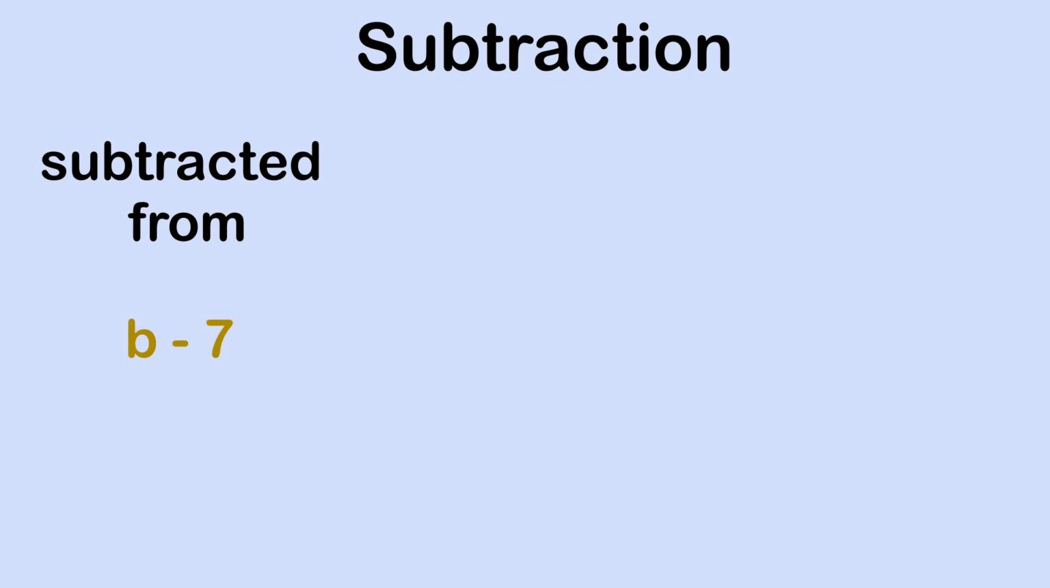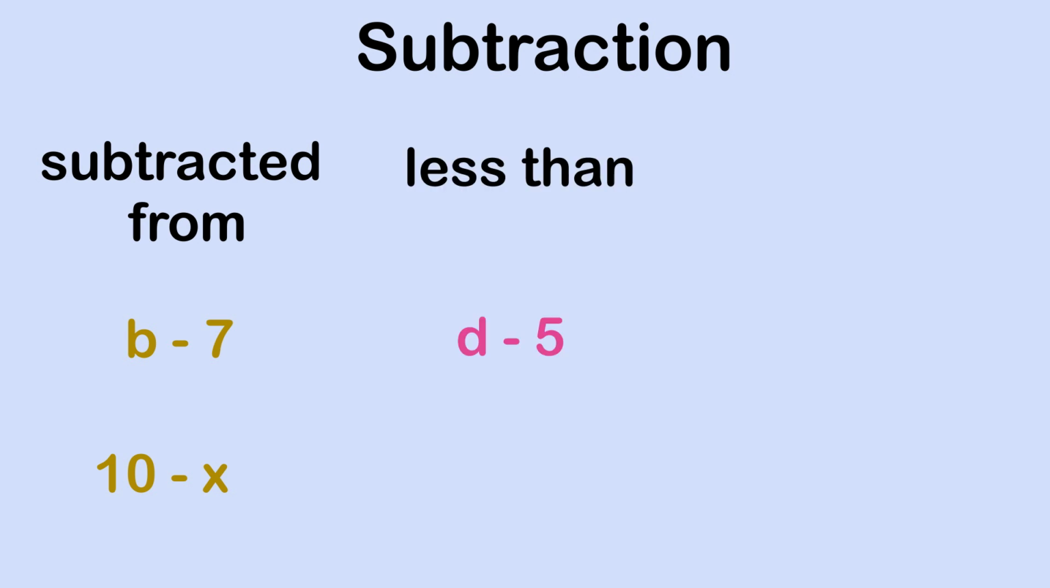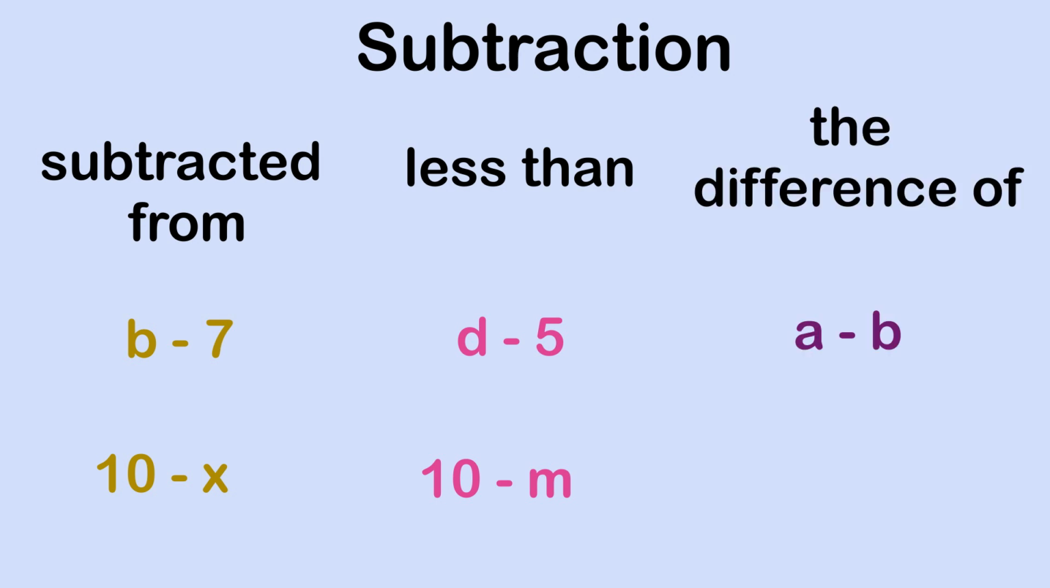7 is subtracted from b. x is subtracted from 10. 5 less than d. m less than 10. The difference of a and b. The difference of 10 and c. So every time you read any of these words, which are subtracted from, less than, and the difference of, remember that the sentence refers to subtraction.